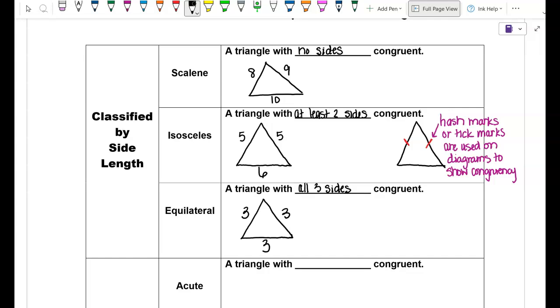But again, another way that I could show that, going back to those hash marks or tick marks that we just had, I could draw that same triangle, and instead of using the numbers, I could put those marks. Now you notice I used 2 marks per side this time. There are some diagrams when there's more than one set of congruent parts. One hash mark would match up with one hash mark, 2 with 2, 3 with 3, and so on. You match up the number of marks on the side. So in this case, I put 2 on each side. Same thing, that is saying that all 3 sides have the same measure.